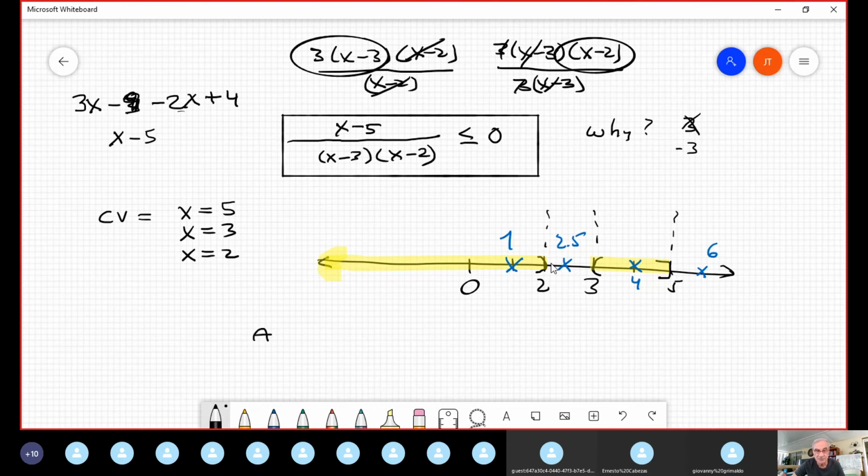So the final answer is negative infinity, comma 2, union, 3, comma 5, bracket.